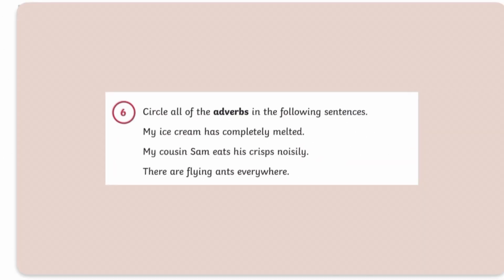Next question. Circle all the adverbs in the following sentences. My ice cream has completely melted. So completely is describing how melted the ice cream is. My cousin Sam eats his crisps noisily. Well, we can see he is eating them noisily. That is describing how he eats them. And there are flying ants everywhere. So everywhere giving us more description of where the ants are.